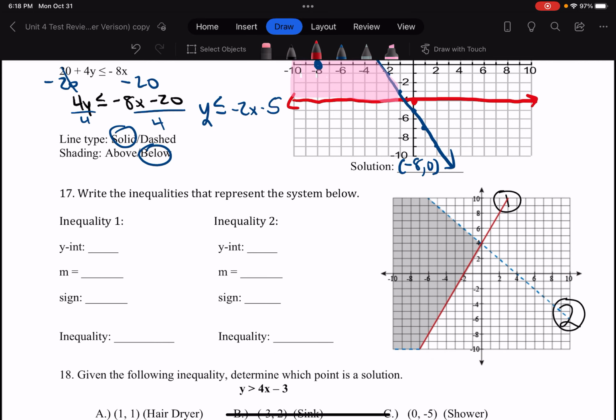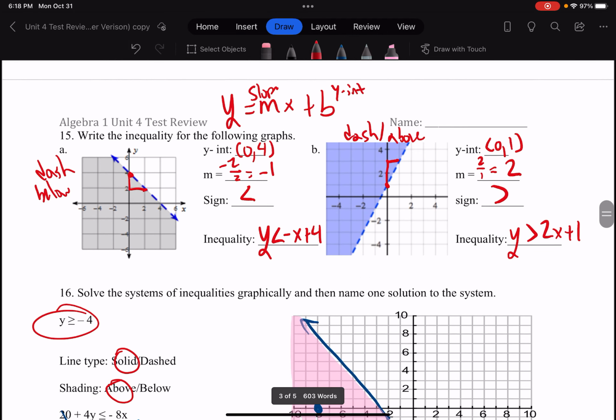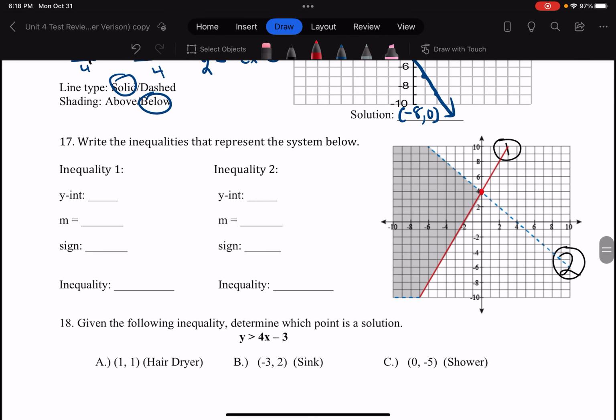And now I need to look at this next one. Problem 17 is writing inequalities. So my first inequality is the red line here. We're doing the same thing that we did back in problem 15, parts A and B, except now we're looking at them on the same graph. So my y-intercept for inequality 1 is at (0, 4). And notice that these both intersect at the y-intercept, so I can go ahead and put the y-intercept for inequality 2 also at (0, 4).